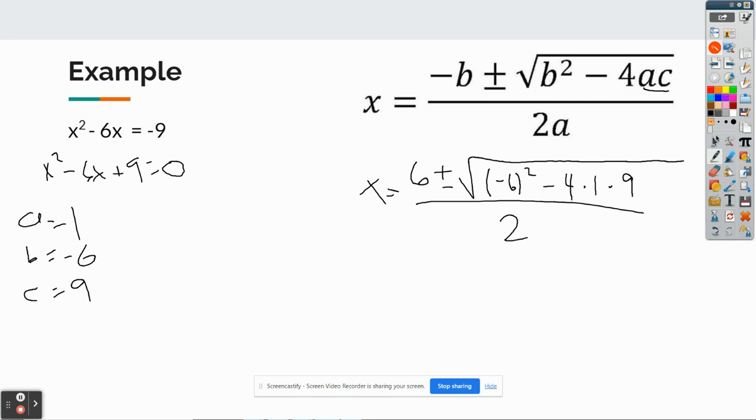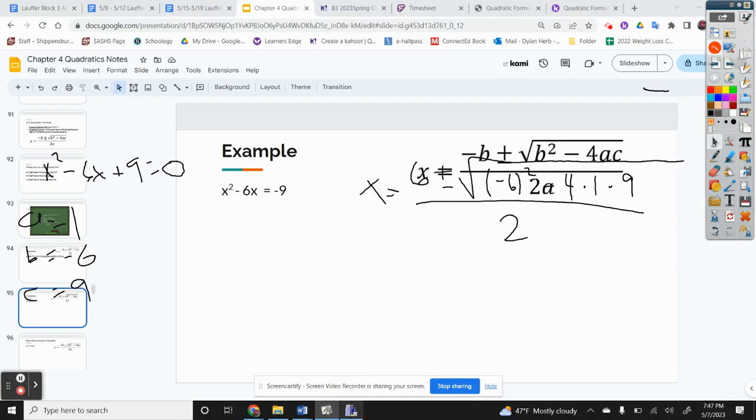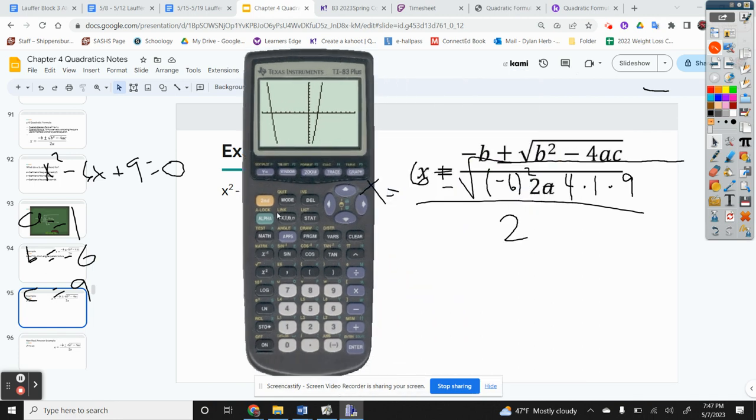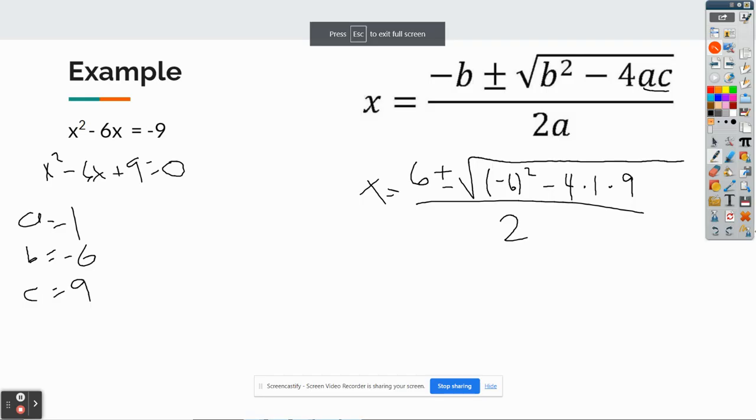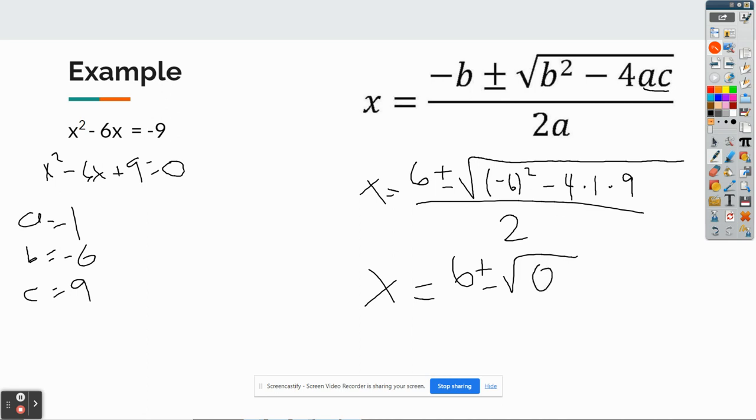All right, so when we type this in the calculator here, let's exit out of full screen. We have -6, but remember, I've got to put that in parentheses. So parentheses -6 squared minus 4 times 1 times 9. And I think we're going to get 0. Yeah, so we get 0 there. All right, so my next step would be to write down everything. Okay, and we just did the number underneath the square root and found out it was a 0.